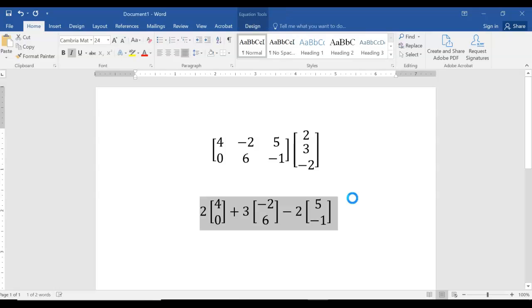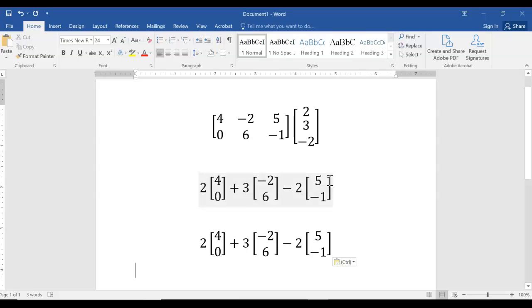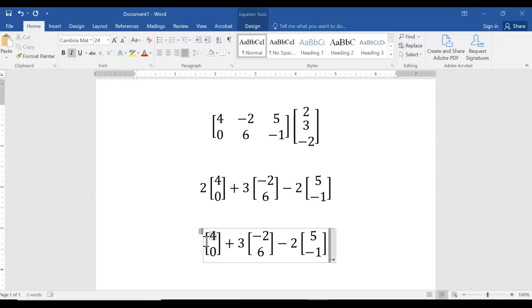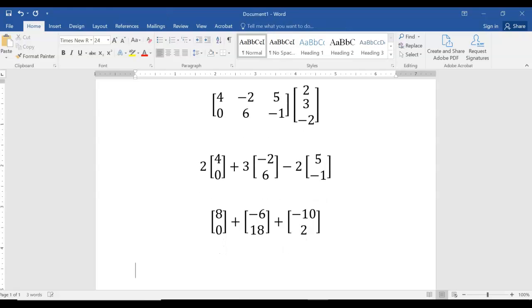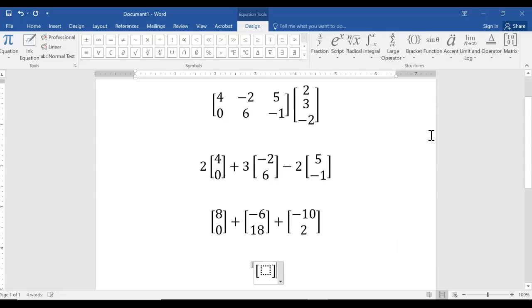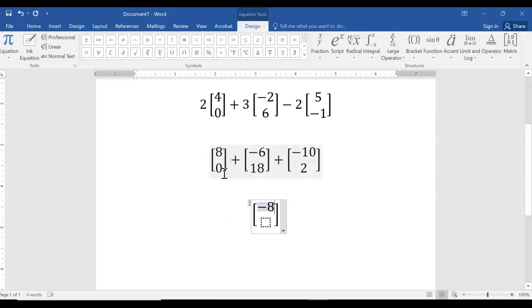Okay, now I'm going to copy and paste. I'll finish this out just so we can show you how that's done, but we've done this before. We've done scalar multiplication times vectors. That first 2 times 4, 0 is going to become the vector 8, 0. 3 times negative 2 is negative 6. 3 times 6 is 18. Negative 2 times 5 is minus 10. I'm going to do a plus in front. And then negative 2 times negative 1 is going to be a positive 2. And so the final vector that we're looking at, 8 plus negative 6 plus negative 10, that should give me a negative 8 as my first entry. 0 plus 18 plus 2 gives me a 20 as my second entry.